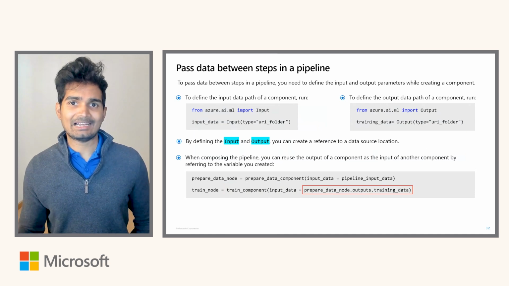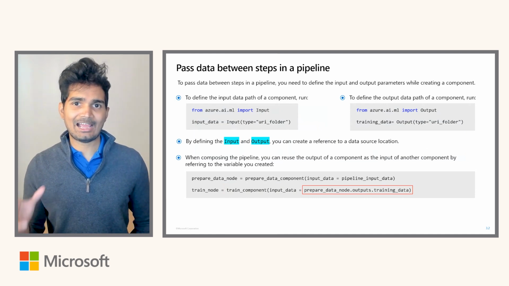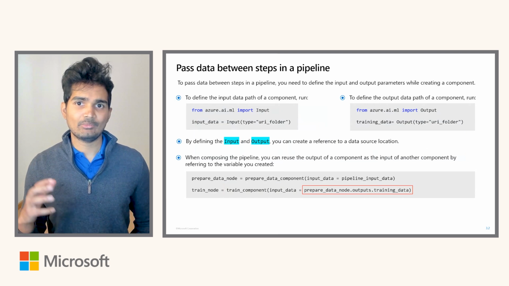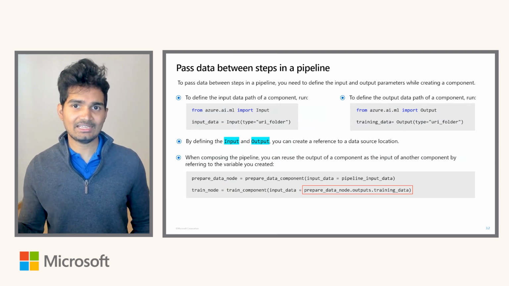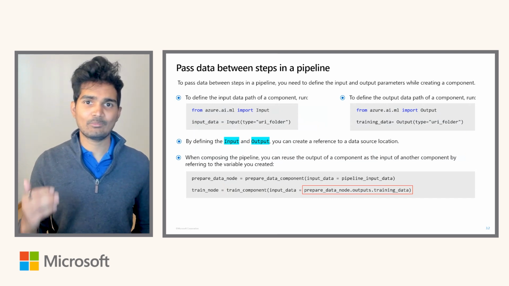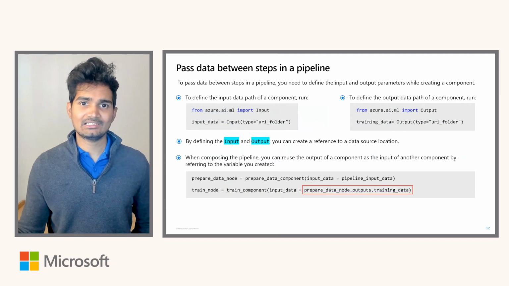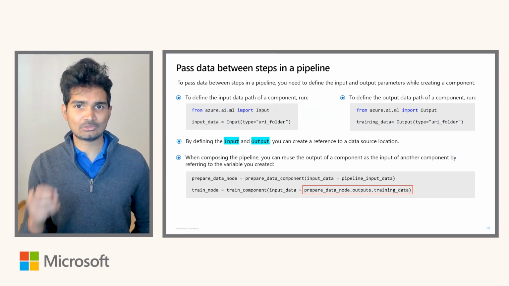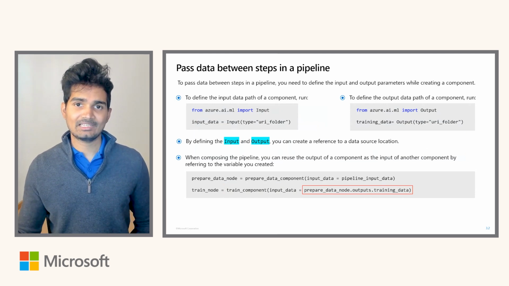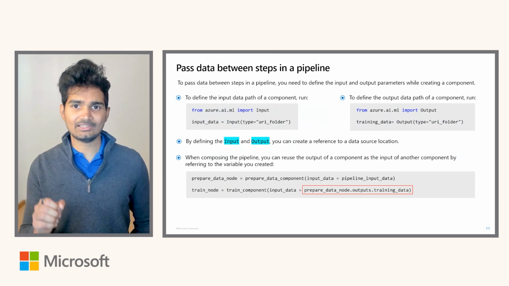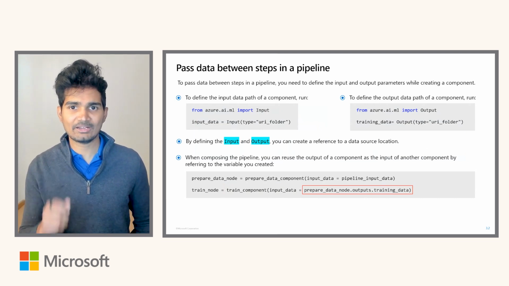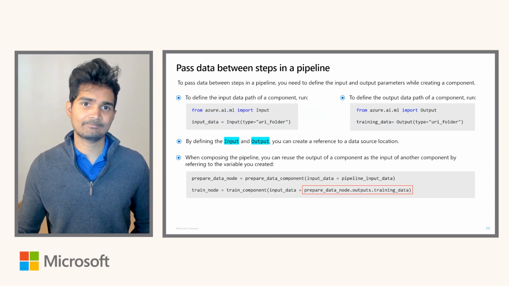You should know how to define input and output parameters, which is crucial for passing data between steps in a pipeline. Input parameters define the data type and the path where the input data is located. Output parameters specify the output data that will be stored and its type. And for passing data between the steps, you must define the input and output parameters while creating a component.